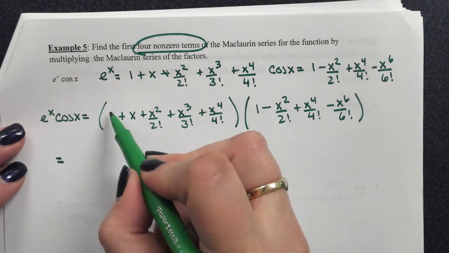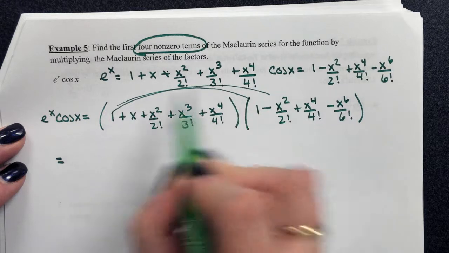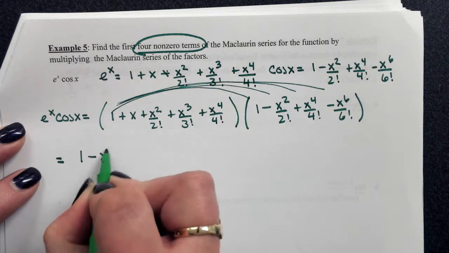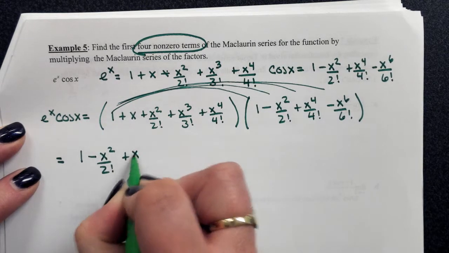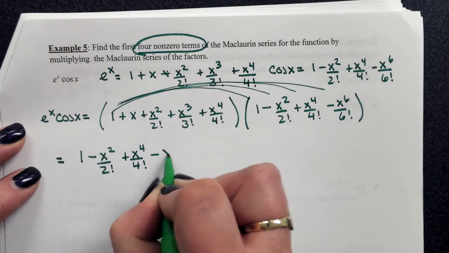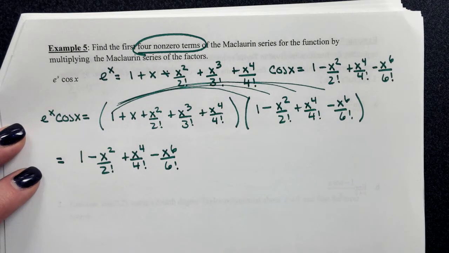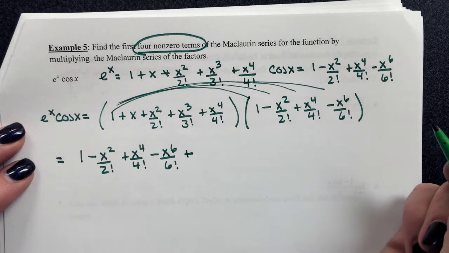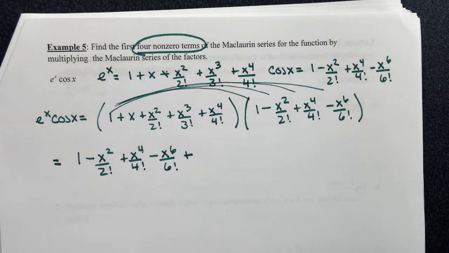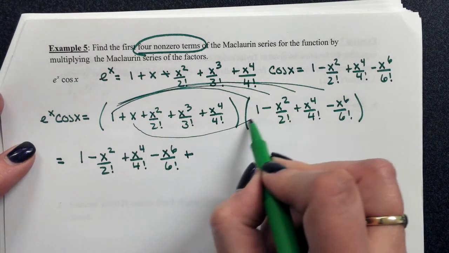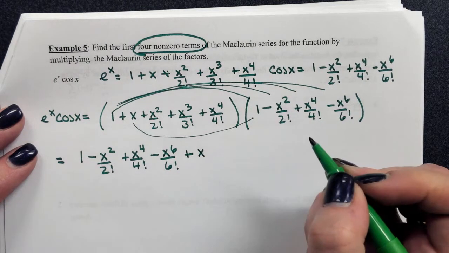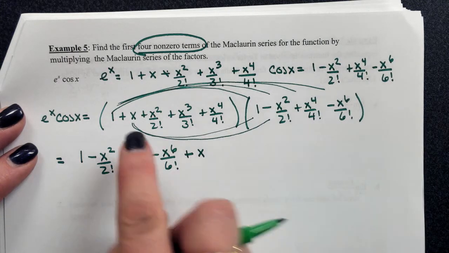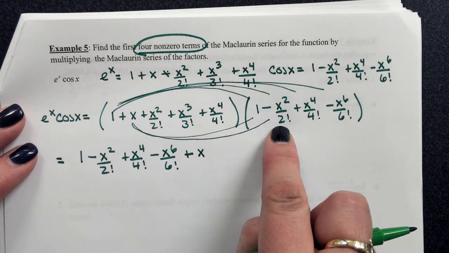All right? So the first term here is I'm going to distribute as a 1. So I'm going to distribute my 1. So that's going to leave me with a 1 minus x squared over 2 factorial plus x to the 4th over 4 factorial minus x to the 6th over 6 factorial. So that comes from multiplying the 1. Plus. Now, next one is going to be x times 1, which is x. The next one's going to be x times x squared over 2 factorial. So what is x times x squared over 2 factorial going to be?